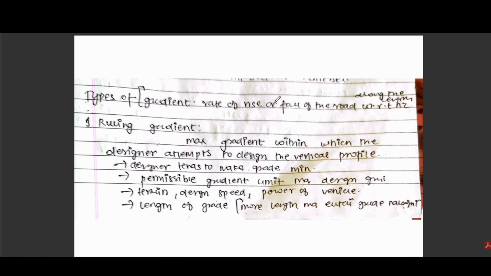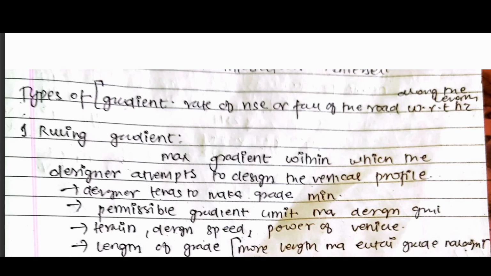So another question is, what are the types of gradient? So this is a very important thing. What is gradient? Obviously we know what gradient is. Gradient is the rate of rise or fall of the road with respect to the horizontal along the road, right? Along the road portion, the rate of change of rise or fall, it is known as the gradient. We know that gradient is simply tan theta or 1 by n. 1 by n equals tan theta, simple as that.